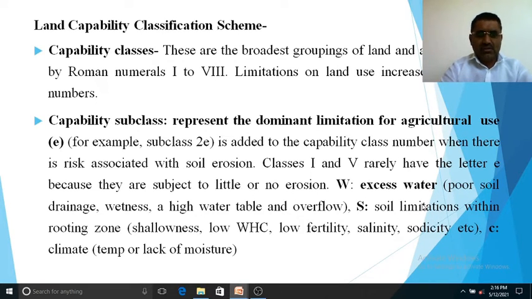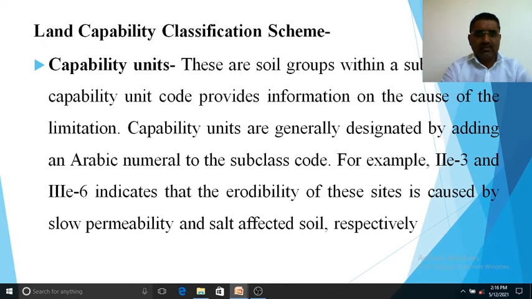So this is about the capability subclass. Next is capability units. These are the soil groups within a subclass. The capability unit code provides information on the cause of the limitation. Capability units are generally designated by adding an Arabic numeral to the subclass code. For example, second, that is the major group or main class, E, that is the subclass, and 3, that is the capability unit.